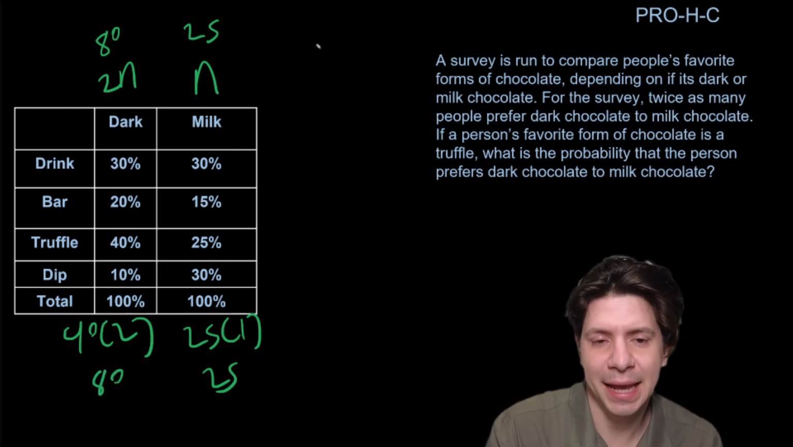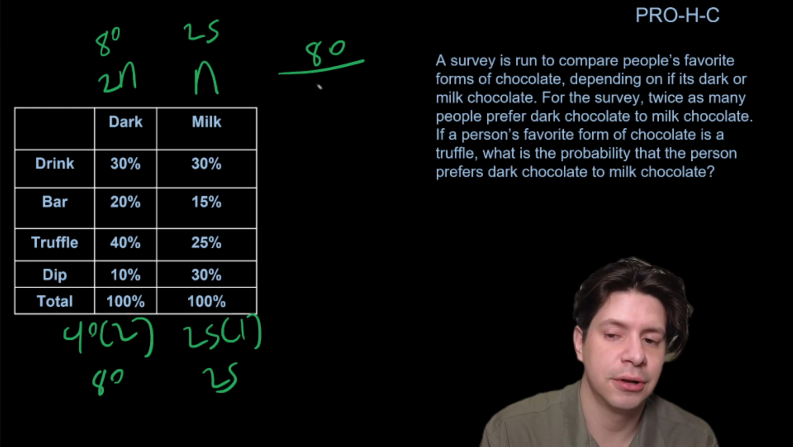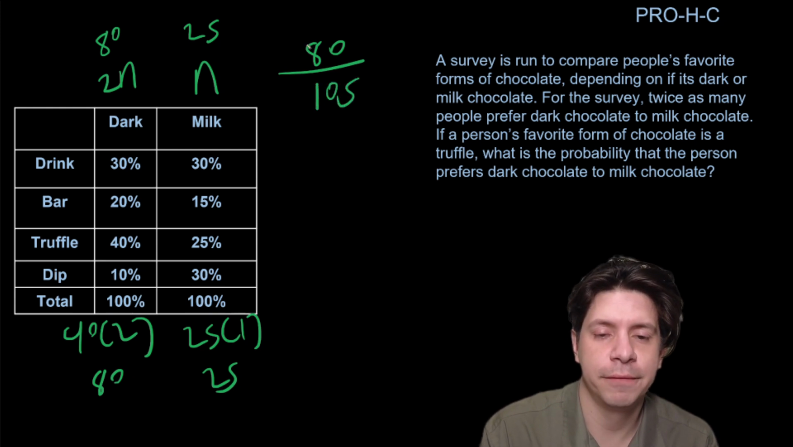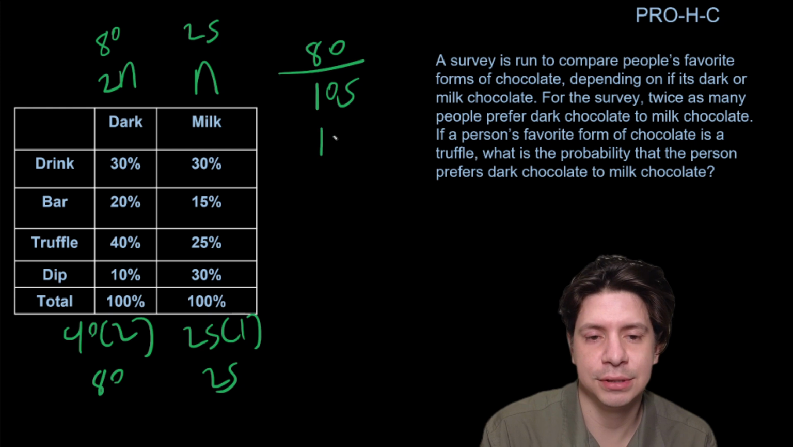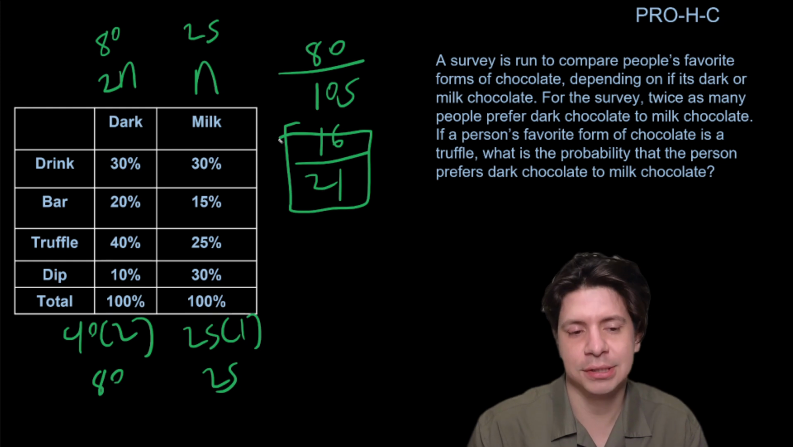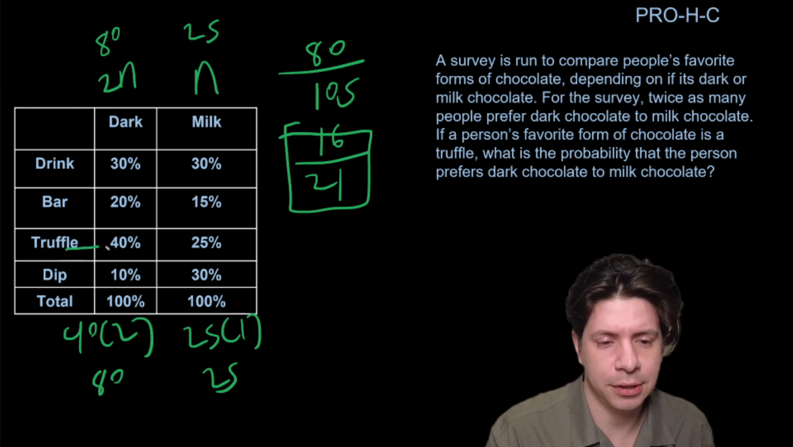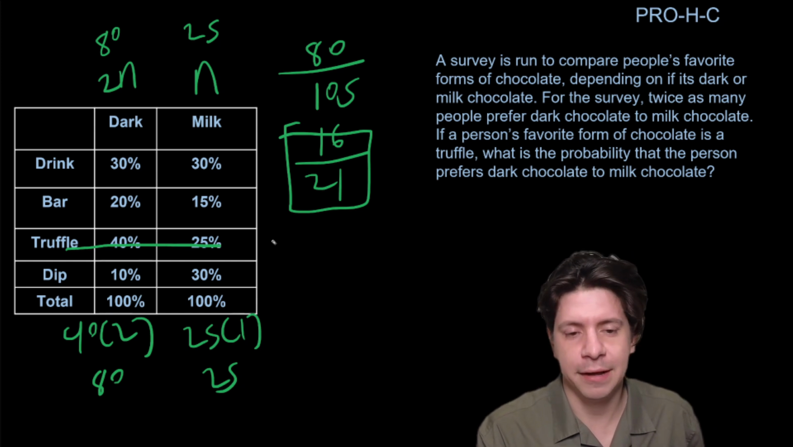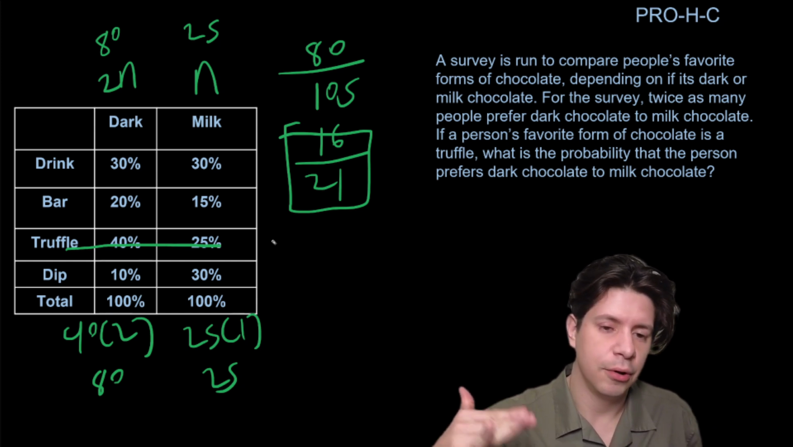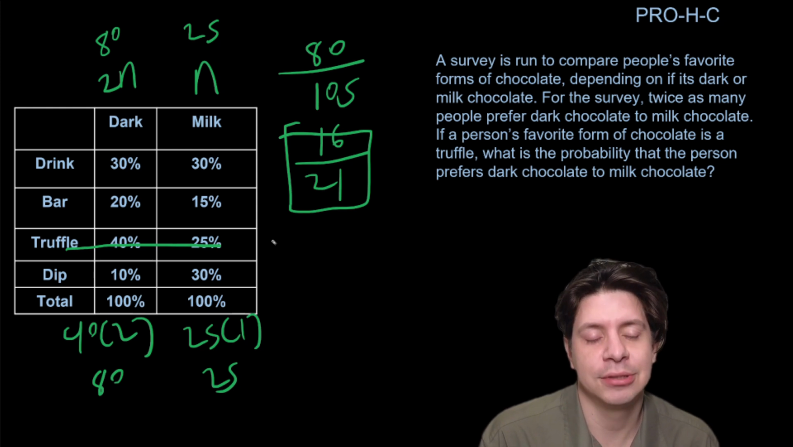So it's going to be 80 out of the total. What is the probability that the person prefers dark chocolate to milk? 80 out of 105, and that can simplify down to 16 over 21. And that will be your answer, right? So it's kind of a weird question. I think the thing that throws people off is they look at the truffle section and you're like, oh, 40 to 25, and you just do 40% over 65%. But you want to double the 40% because there's twice as many people who like the dark chocolate.